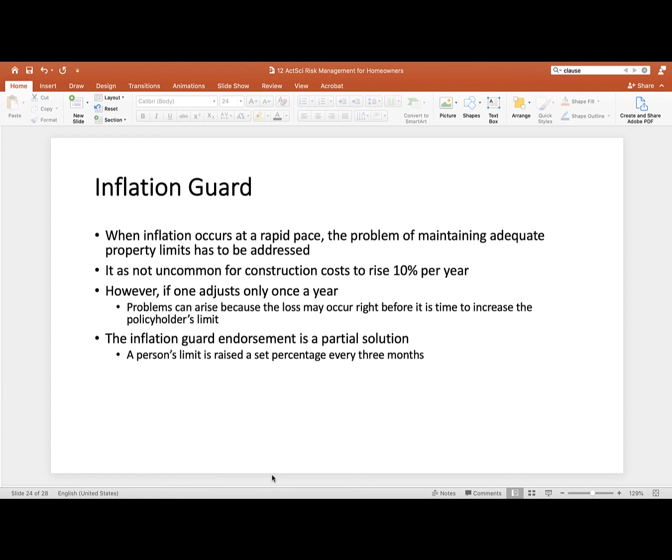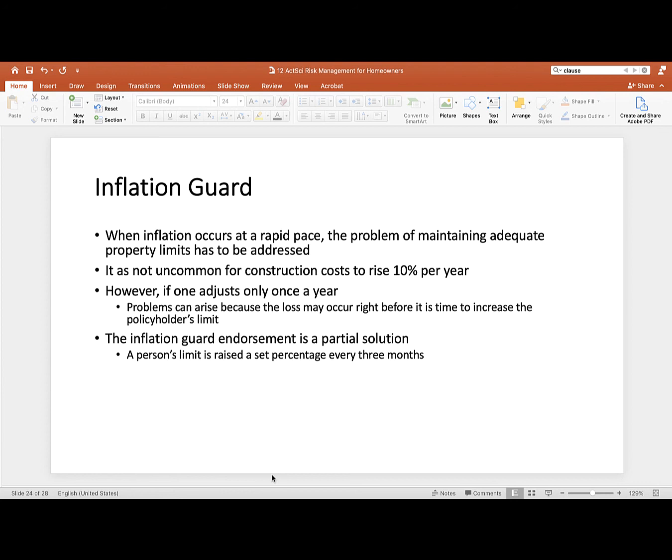When you insure your property right at the beginning, maybe let's say it's worth $100,000, and a year later it's worth $110,000. If just before the year's up something happens to your property and they have to rebuild it, they're only going to give you $100,000. Its value went up to 110, but there's no inflation guard. The inflation took the prices up by 10%.